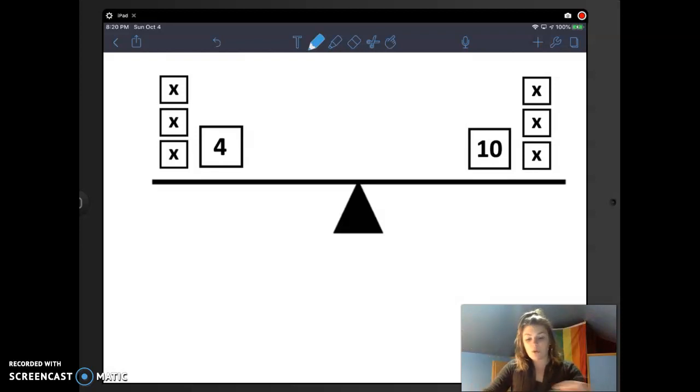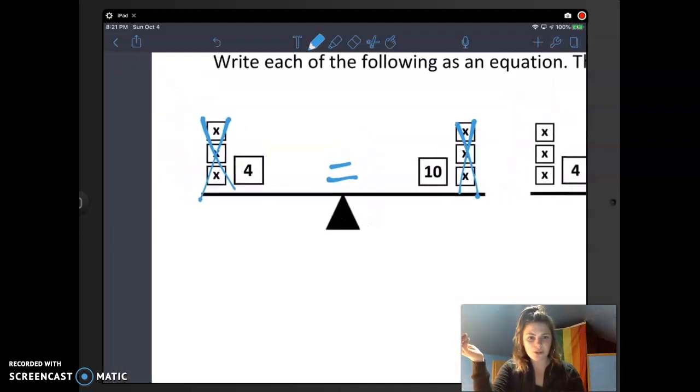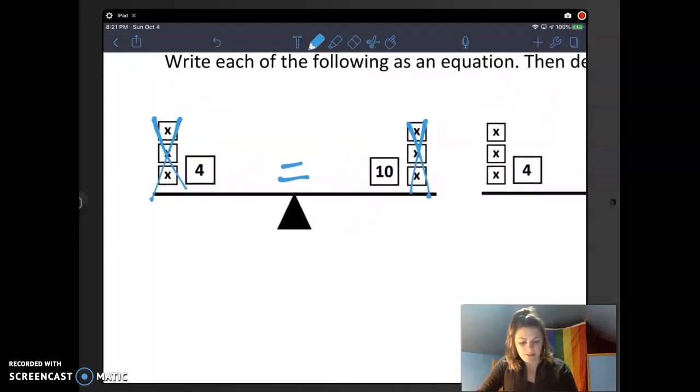So on one side of the balance, I can do the same thing to both sides of the balance and it'll stay equal. I'm going to take away 3 x's from both sides. All right, so now my balance says that I have 4 equal to 10. Is that true? No, that is not true. 4 is never the same as 10. And so we would say this one is never true.